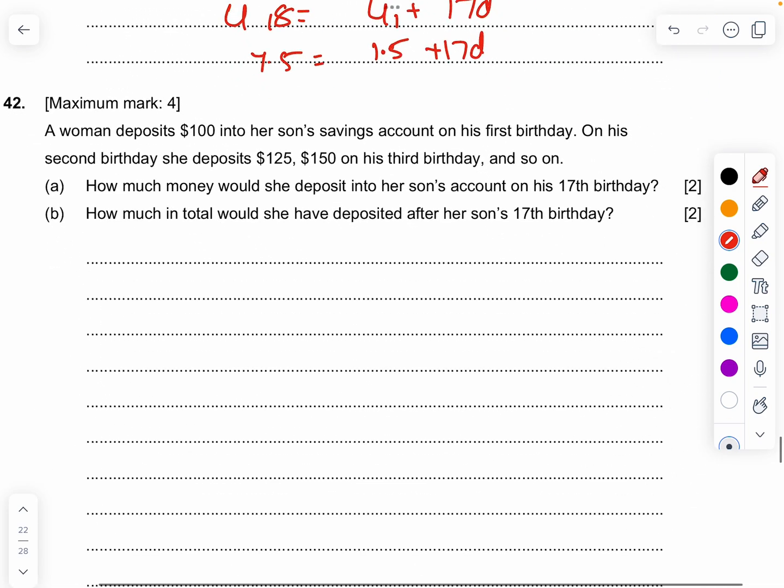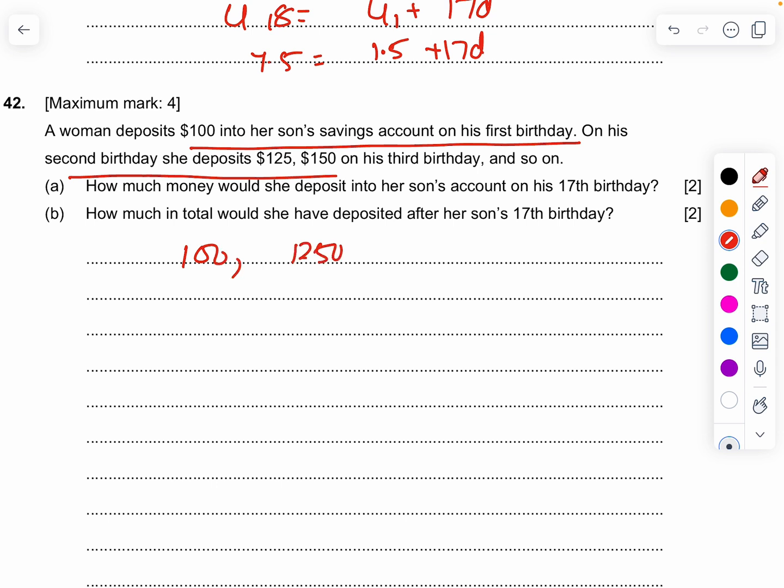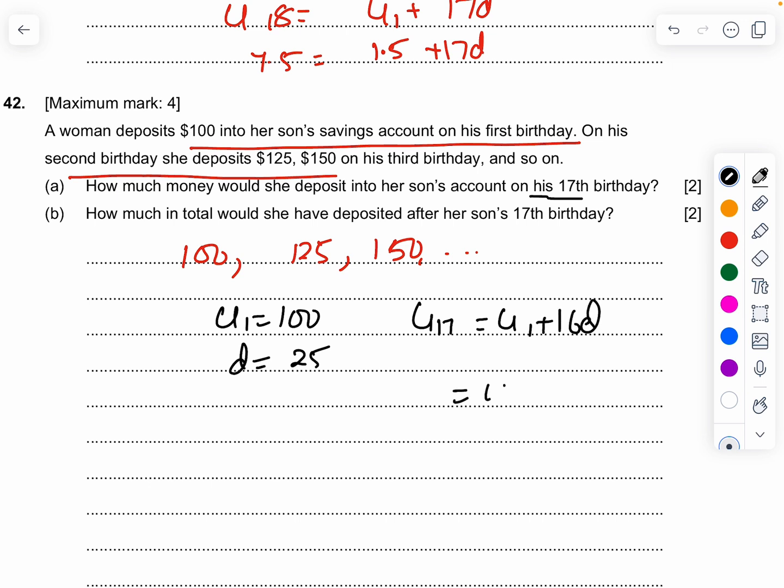Next, question number 42. A woman deposits 100 in her son's savings account on his first birthday. On the second birthday, 125, then 150 and so on. How much money would she deposit on her son's 17th birthday? So over here, U1 is 100, D equals 25. The 17th birthday is U1 plus 16D, which is 100 plus 16 times 25, which is going to be $500.